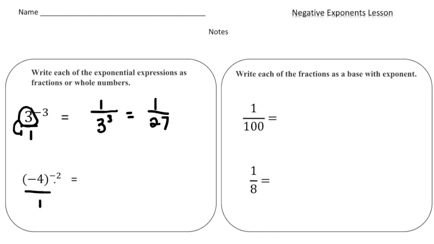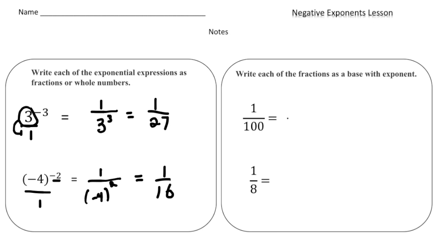Now here we have negative 4 to the negative 2nd power. Because it's a negative 2, we need to bring it down to the bottom. So that's going to be a 1 on the top over negative 4 squared. Negative 4 times negative 4 is 16. So that's going to equal 1/16.